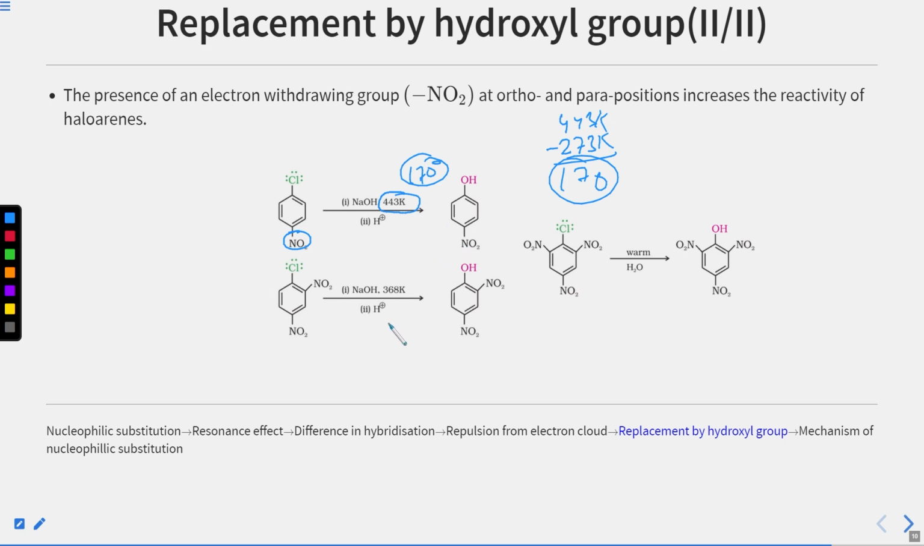In the next reaction, we introduce one more nitro. Like here, at this position, we have introduced one more nitro.